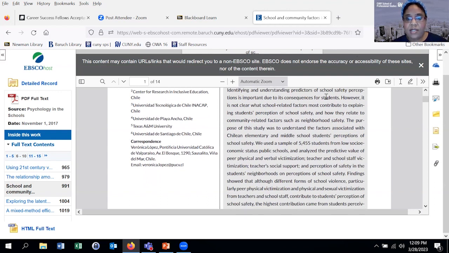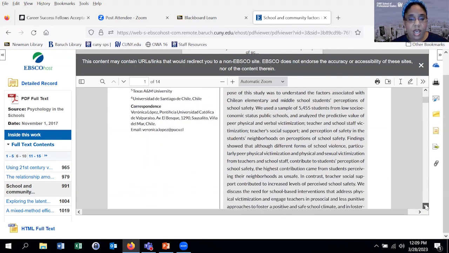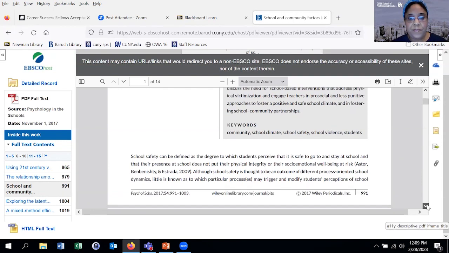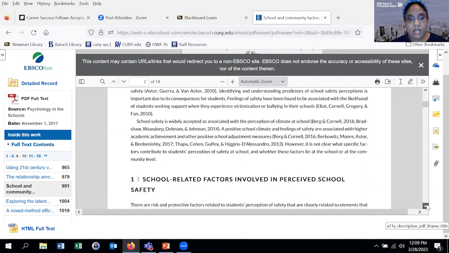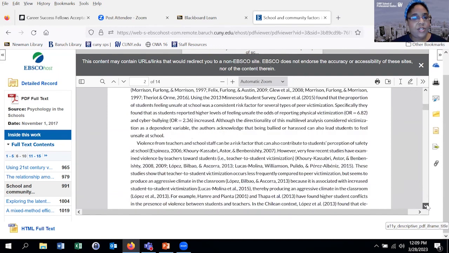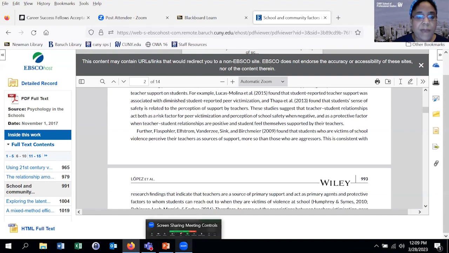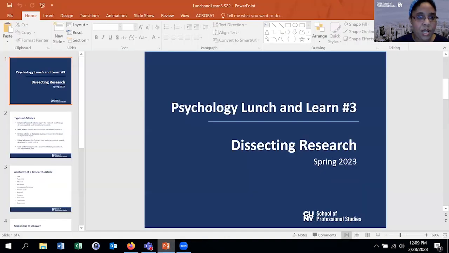The abstract provides us with a summary of the research. And after the abstract, we have keywords. So those are going to be words we could have entered. So remember, I entered the word school safety. So this is the term that pinged when I was looking things up. And then we get to the body of the article. I'm going to switch to a different screen and then I'll come back to this particular article.